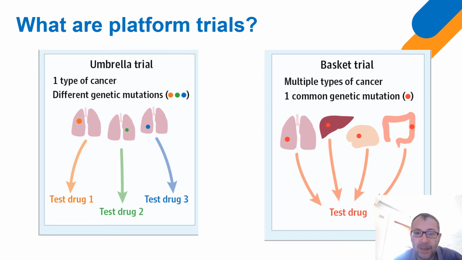In a basket trial, on the other hand, we actually have a single drug that we want to test, but we want to test it against a range of different diseases. And classically, this is done in cancer trials where you have a single genetic mutation which is common to a range of different cancers, and that genetic mutation is the target of a specific drug. And rather than running several different trials for each type of cancer, we put all of the cancer patients into a single trial and evaluate that drug against the full range of cancers.